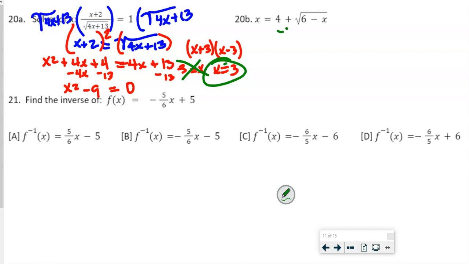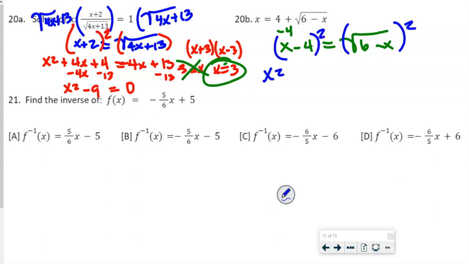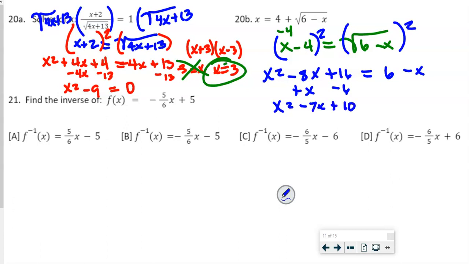So in this next one, we're going to subtract 4 first from both sides. So we're going to get x minus 4 equals the square root of 6 minus x. I'm going to square both sides to get rid of that square root. So this is x squared minus 8x plus 16 equals 6 minus x. So we're going to add x to both sides. And we're going to subtract 6. So this is going to give us x squared minus 7x plus 10 is equal to 0.